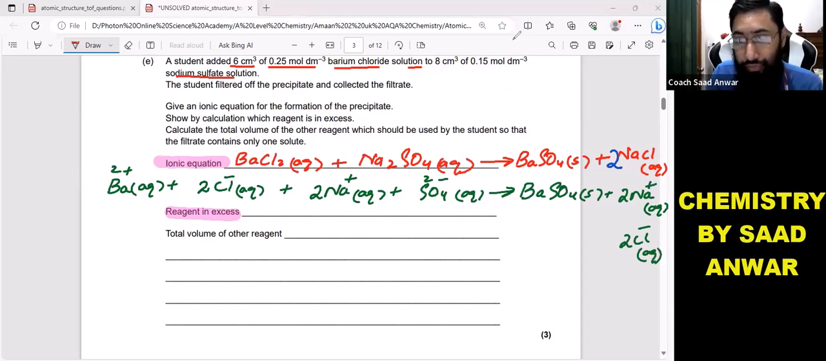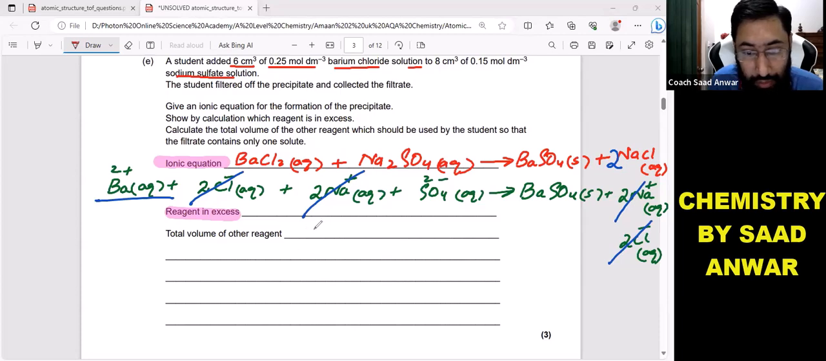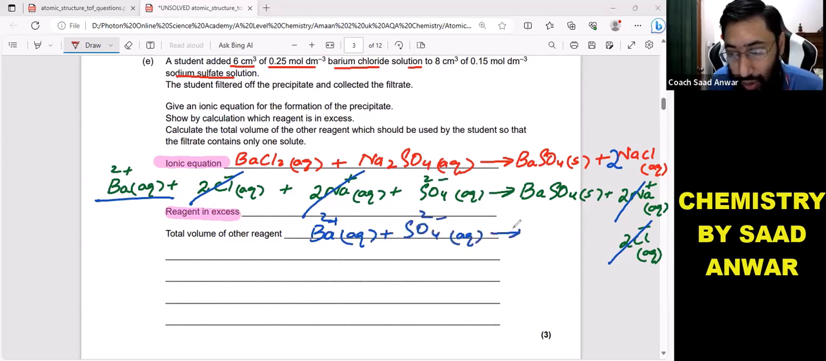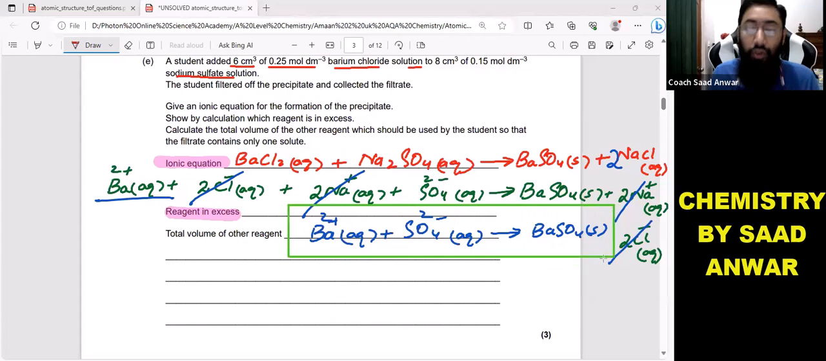Now, guys, you can see sodium ion is on either side of the arrow, and chloride ion is on either side of the arrow, so we can cancel them out. I can cancel this chloride ion with that chloride ion, and this sodium ion with that sodium ion. So what are the leftover ions? Barium ion, aqueous, and sulfate ion, aqueous, that combine to give me barium sulfate solid. So guys, this is the answer for the ionic equation.